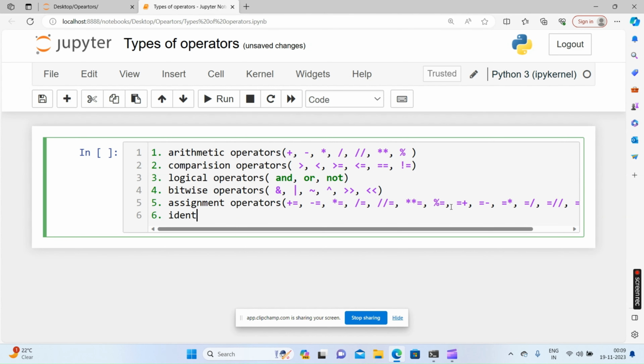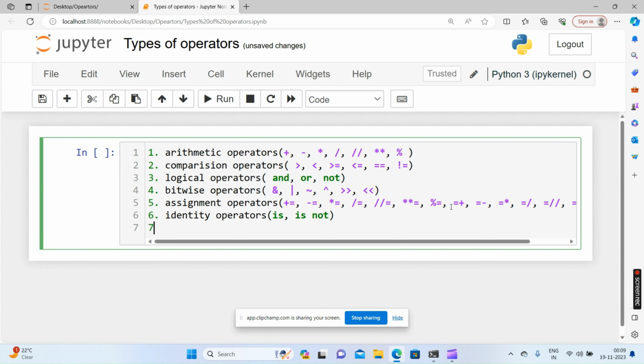Now the next type is identity operators. So identity operators are is, is not. The last type is membership operators. Membership operators are in, not in.